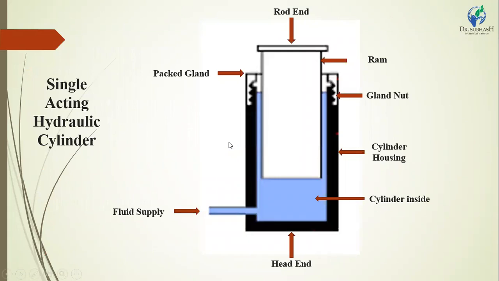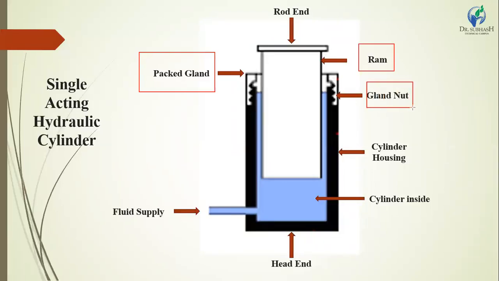This is the drawing of a single acting hydraulic cylinder. To know all the names, this is the packed gland. It gives a type of sealing so that the fluid cannot get out of the cylinder. Here is a rod that has to be pushed by an external force. This is a ram. A ram is a type of piston or circular rod which moves inside and outside of the cylinder, creating a higher force.